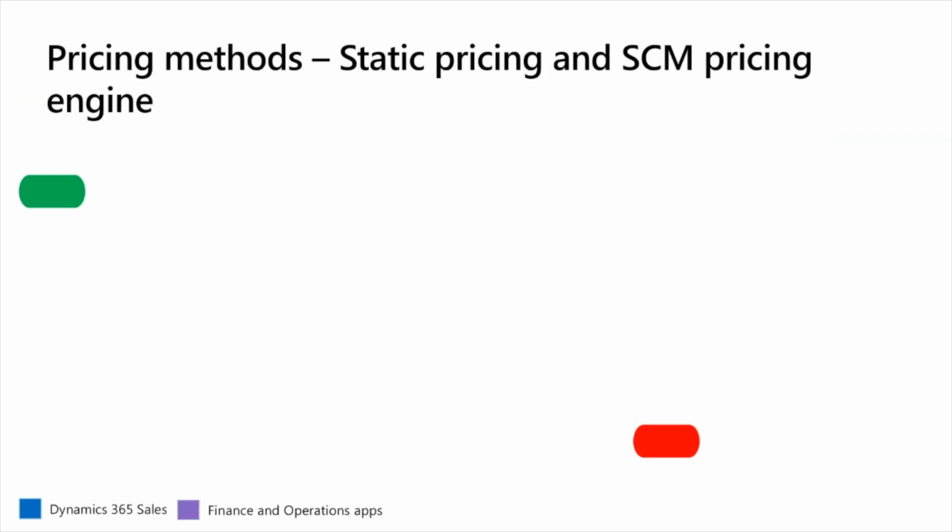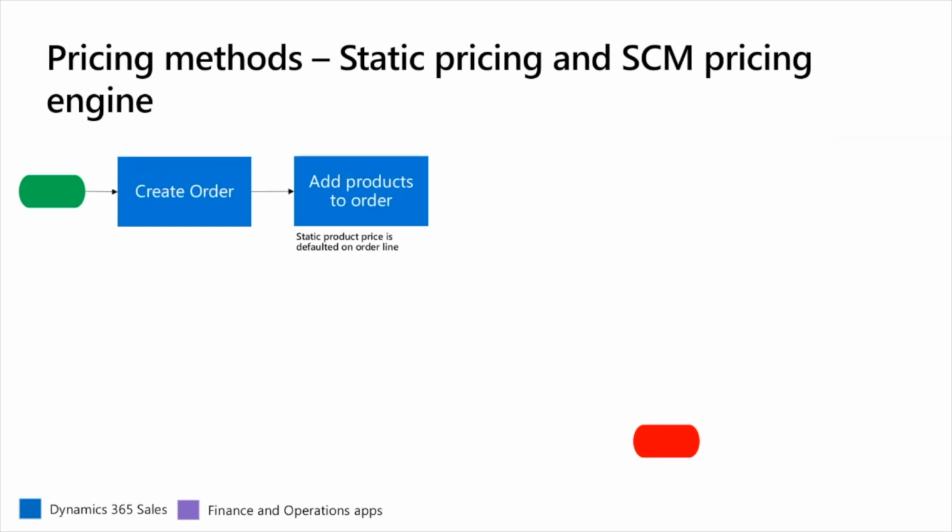So from a pricing, on-hand inventory and ATP perspective, there are two pricing methods in sales that you can leverage. I'll use this simple example to demonstrate. If we're creating an order, when we add products to the order, at that point it's going to default a static product price, and this is coming from the item price list, and that'll be defaulted on the line.